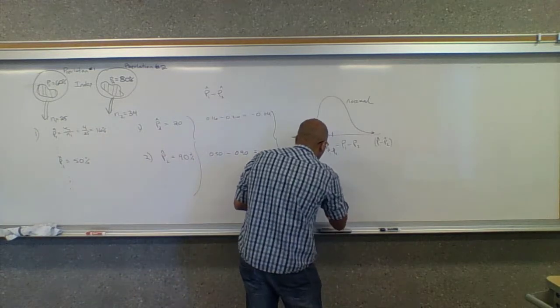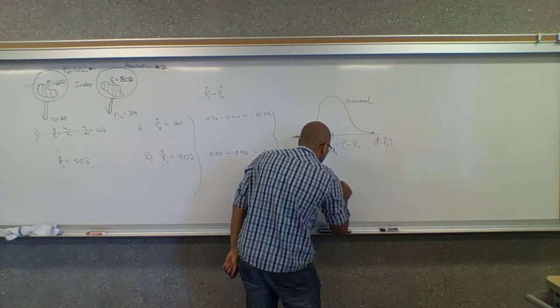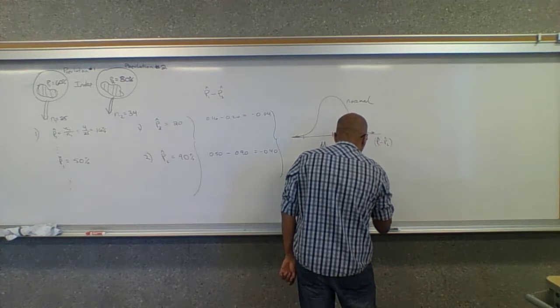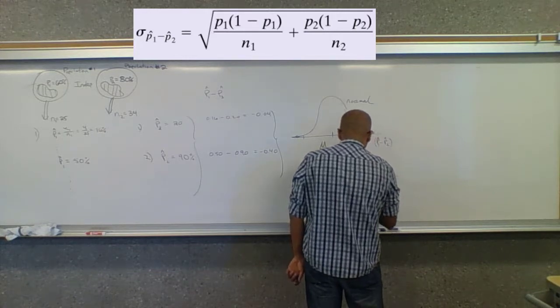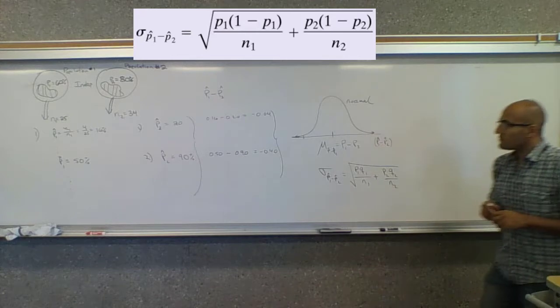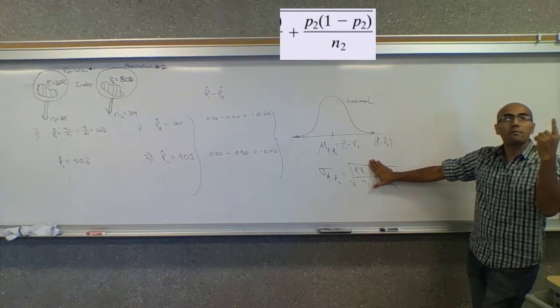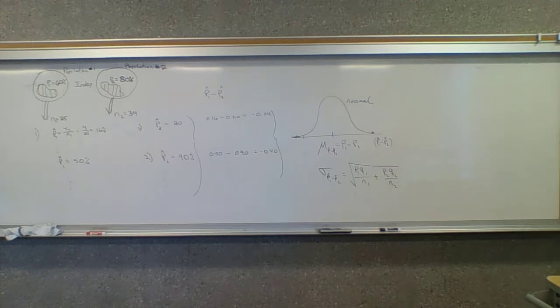And what's the standard deviation of this thing? Well, that's ugly. The standard deviation of p hat 1 minus p hat 2 is equal to the square root of p1 q1 over n1 plus p2 q2 over n2. Remember, this was sort of the equation for the standard deviation when we had one population. So this summation of the two and the square root of the whole thing is the standard deviation of the distribution when we have two populations. It looks sort of familiar, right?